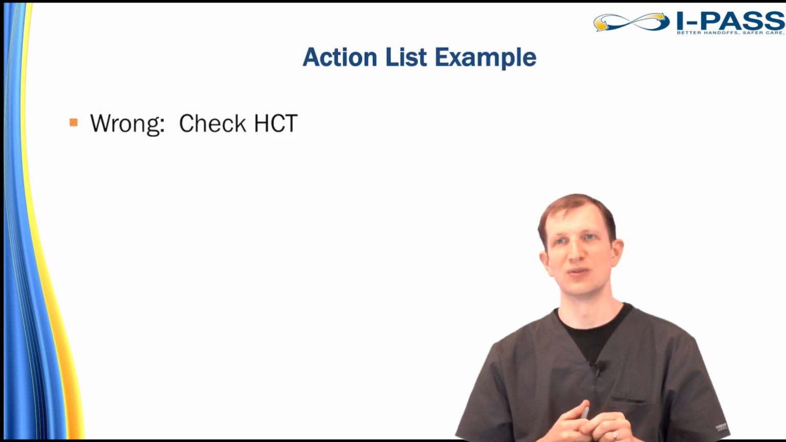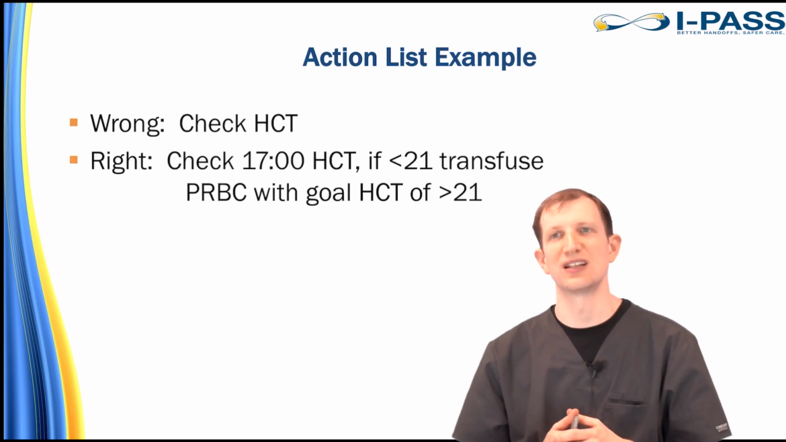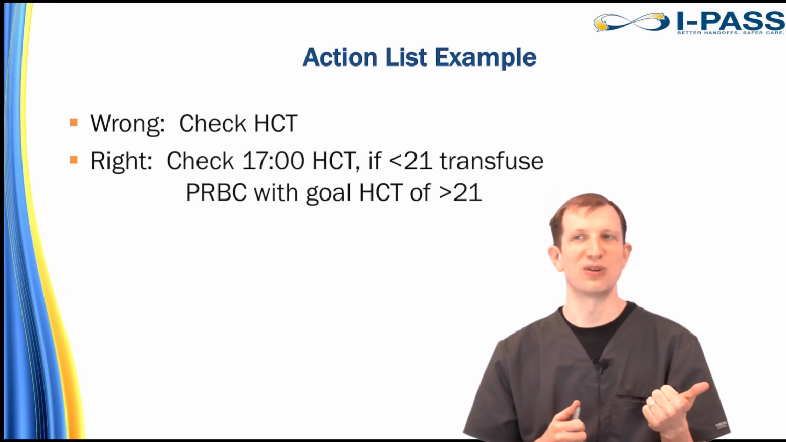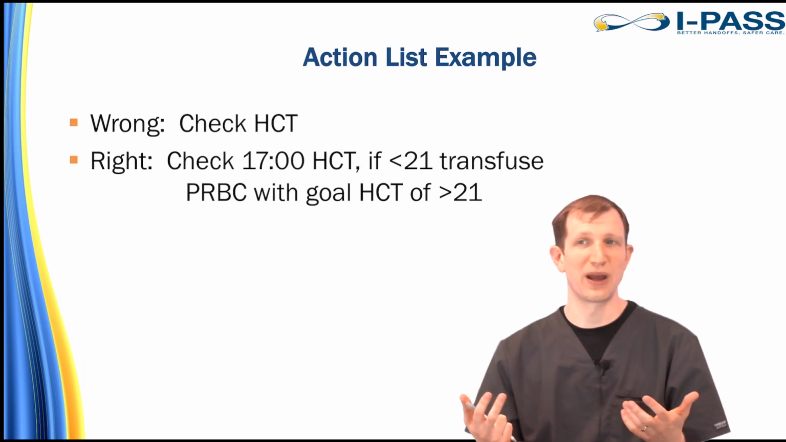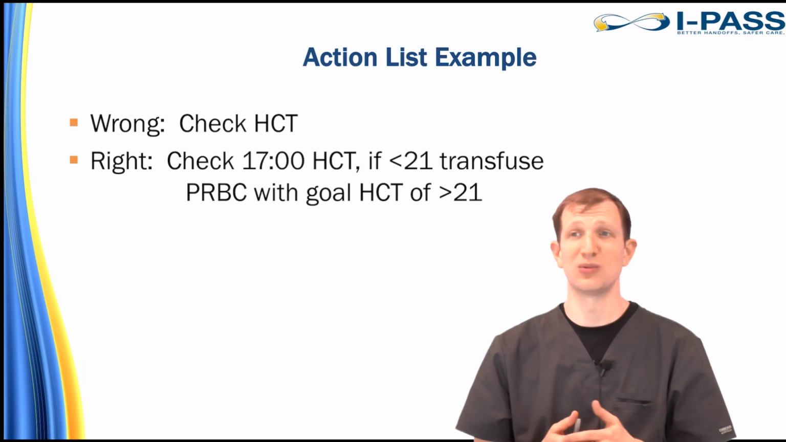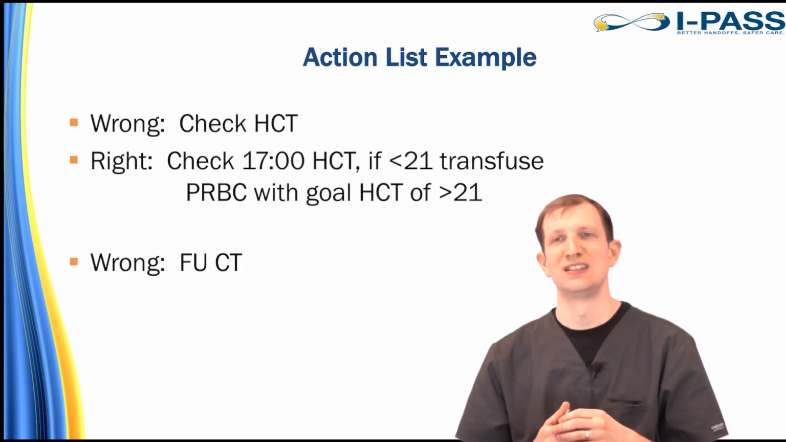So here's an example. We don't want to say just check hematocrit. What we'd rather say is check a hematocrit at 5 p.m. If it's less than 21, transfuse 2 units of packed red blood cells or 1 unit of packed red blood cells with a goal hematocrit of greater than 21.